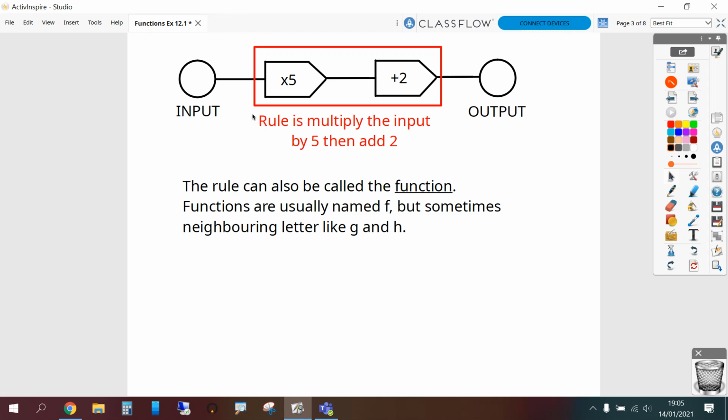So a way to think of number machines is that the bits in the middle, which is changing the input and then giving us a different output, are what is creating the rule. And the rule here is to multiply the input by 5 and then add 2. The rule can also be called the function. The functions are usually named f, but sometimes neighbouring letters like g and h.